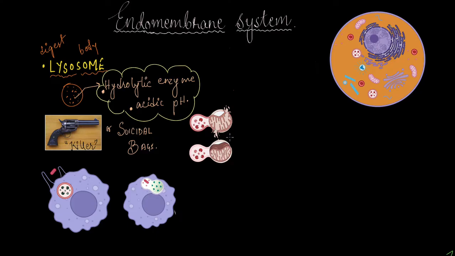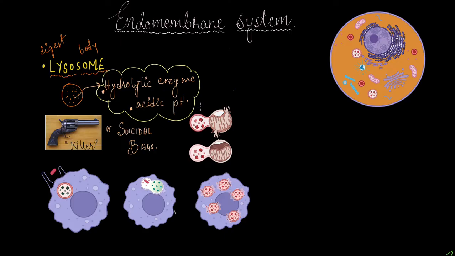And not just that. Sometimes, if a cell is heavily infected by foreign invaders, infected to an extent that it cannot be recovered, or sometimes if a cell is old enough to die, then it is the lysosomes that break and kill the entire cell.